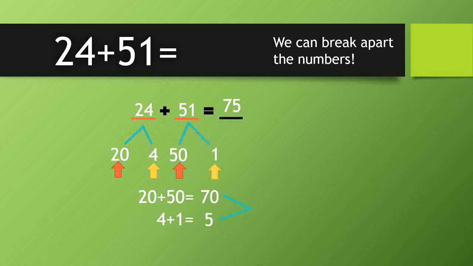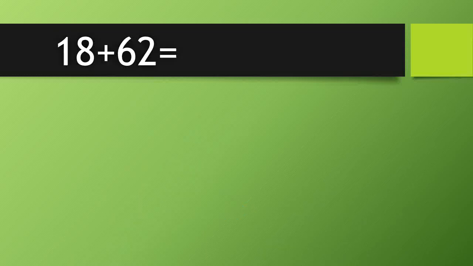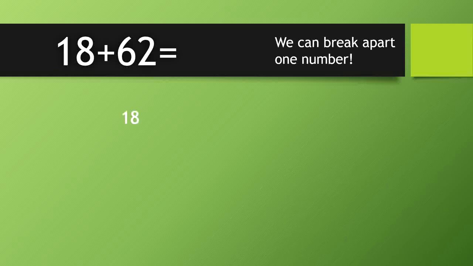Next problem. 18 plus 62. Which strategy should we use now? We can break apart one number. Great idea. We can do it. 18 plus 62 equals blank. We're going to leave 18 alone for now and just break apart 62. If I break apart 62 into tens and ones, what two numbers will I have at the bottom of my number bond?